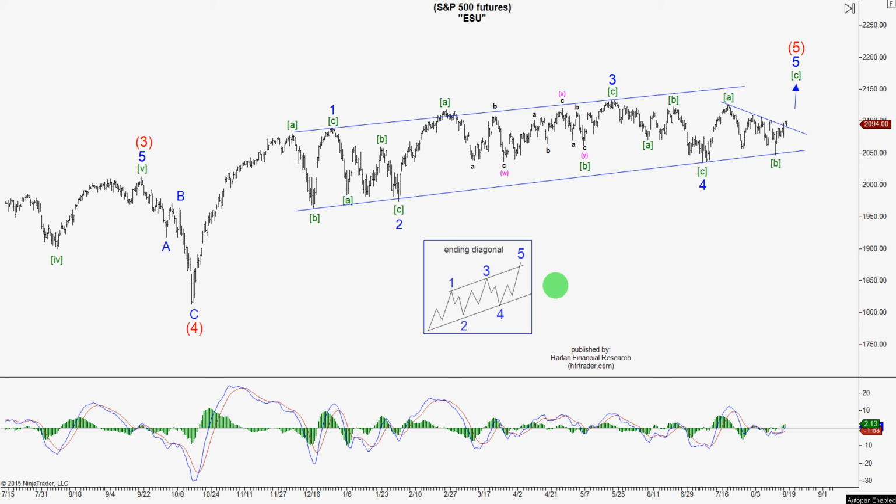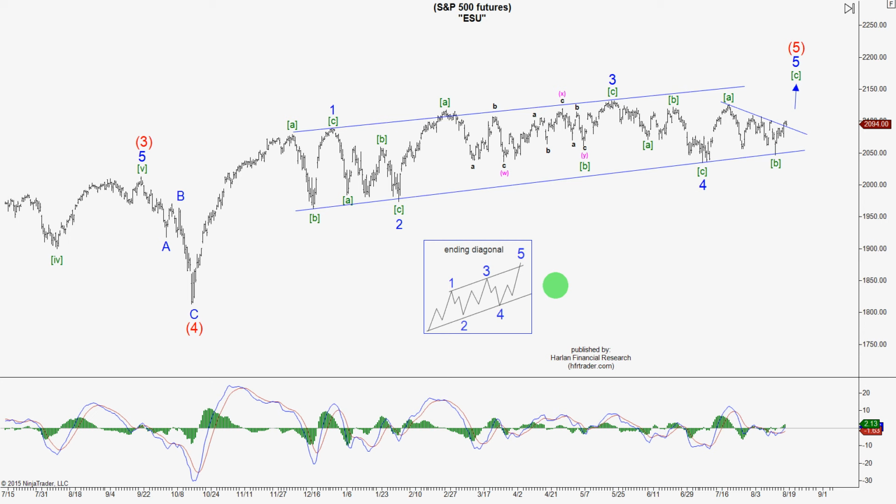Hi everyone, it is Tuesday morning and we're going to go over the ending diagonal that we've been talking about ever since January of this year. New members, new subscribers, a lot of traders we talk to get kind of confused about this.